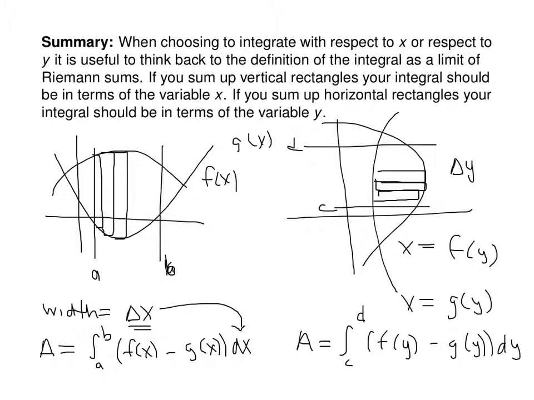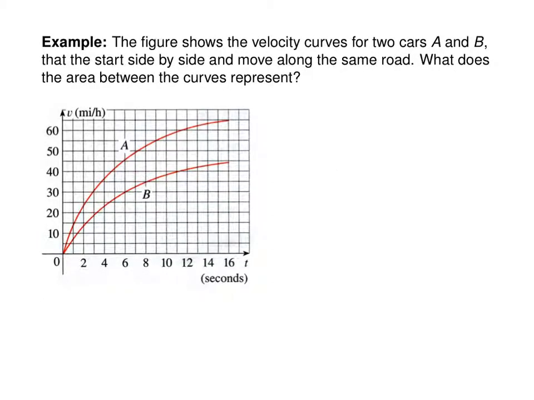Now let's talk about what some of these things might mean in some kind of actual context. So this figure shows the velocity curves for two cars A and B. They start side by side and move along the same road. What does the area between the curves represent? So what does this area, we'll say up until 16, tell you?